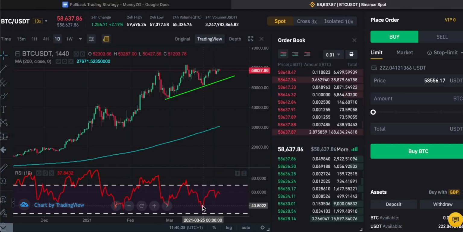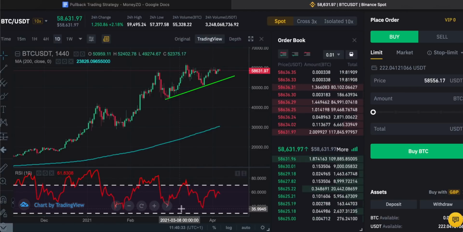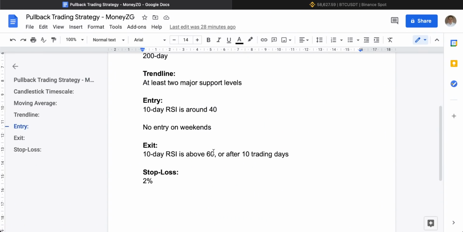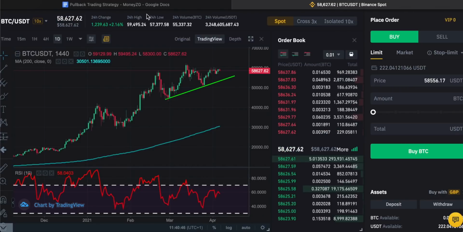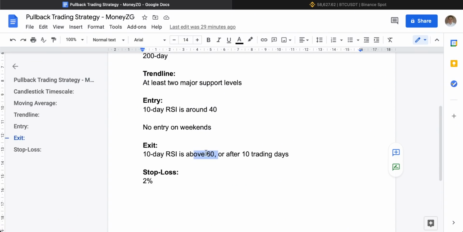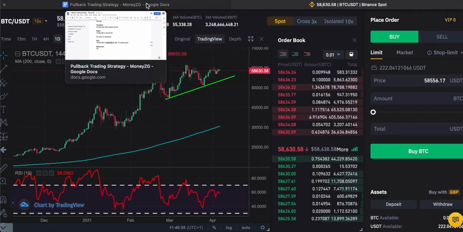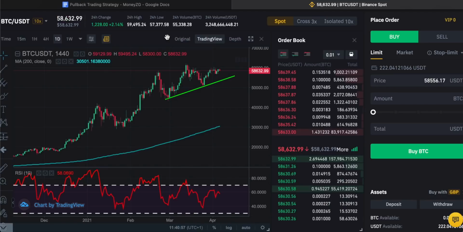So I've gone for a 40 level here, as that is what Bitcoin tends to trade off as our bottom level. And then the top level, we're going to be using 60. So if the RSI reaches about 60, that is going to be our exit point. So if we enter when the RSI is around 40, we are going to look, and if the RSI ever reaches up to about 60, that is when we're going to sell. We're going to trade out at our profit, and then we're going to look for another entry again in the future.